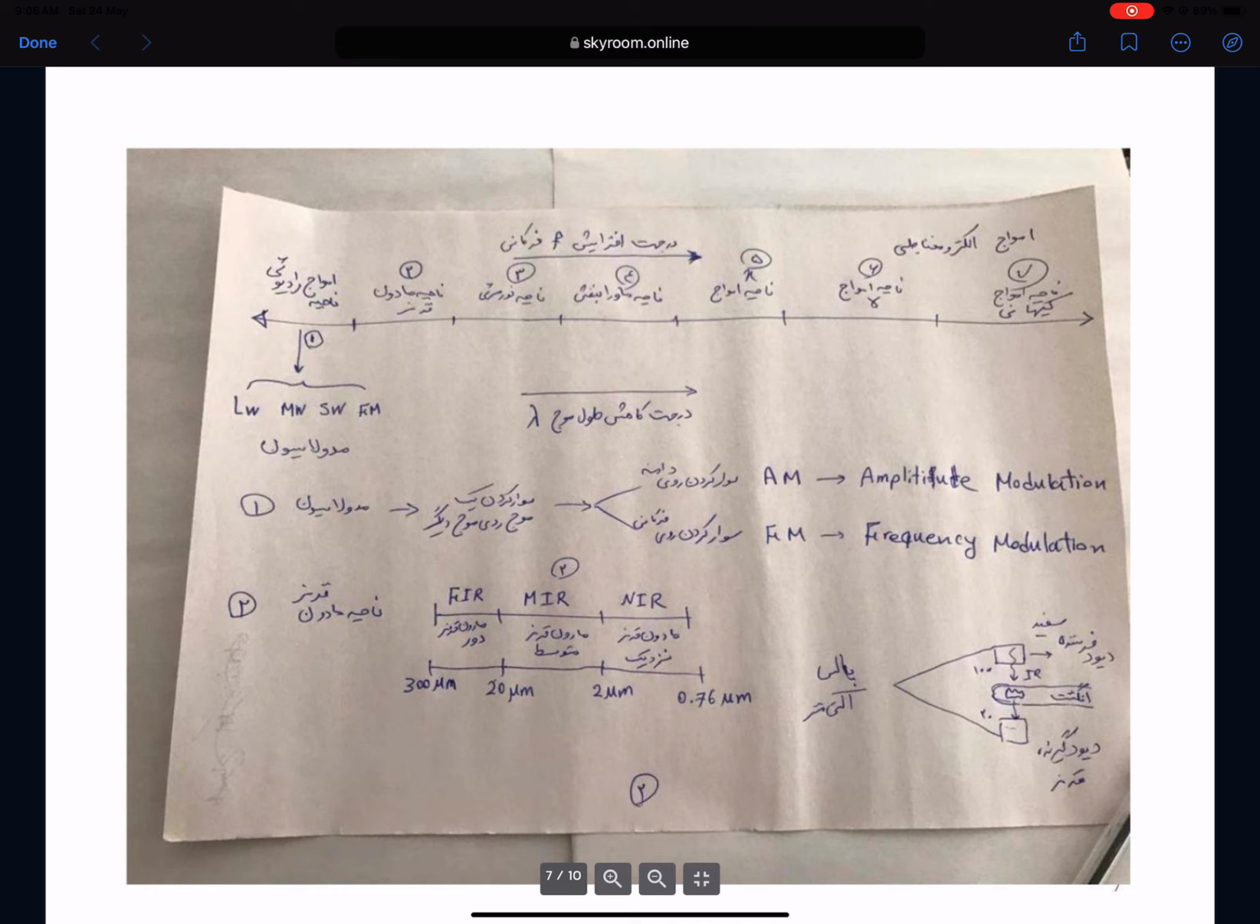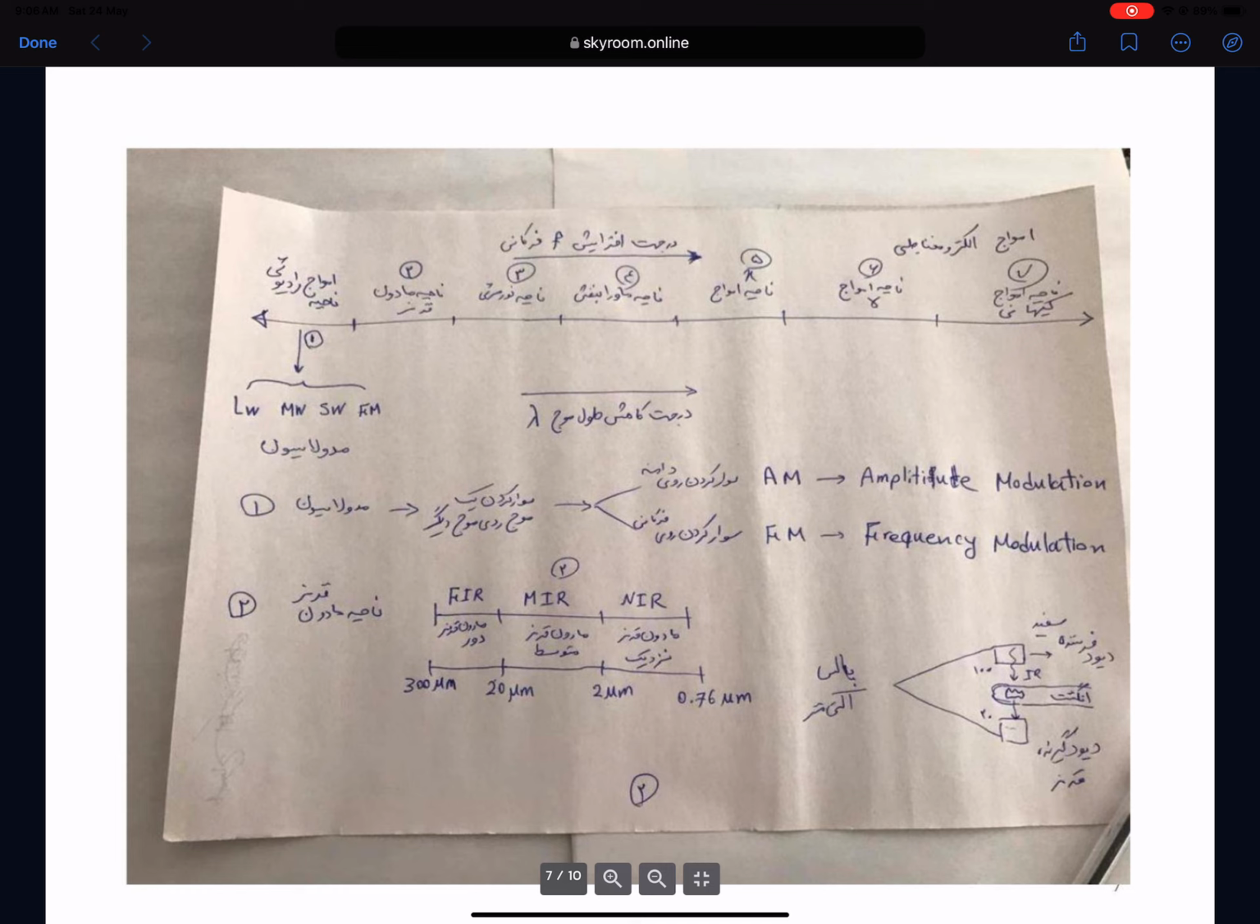AM means amplitude modulation. It means that you put the amplitude of sound on top of the amplitude of the wavelengths, and by doing this the sound can travel a longer distance, like here from Tehran to Kish. But the second category is FM, which we will see.